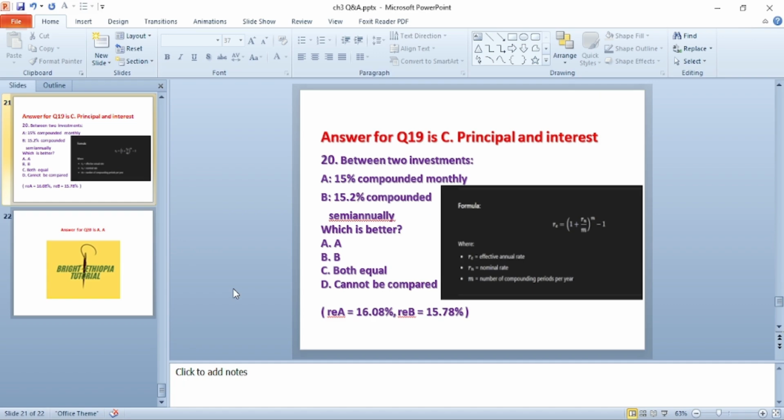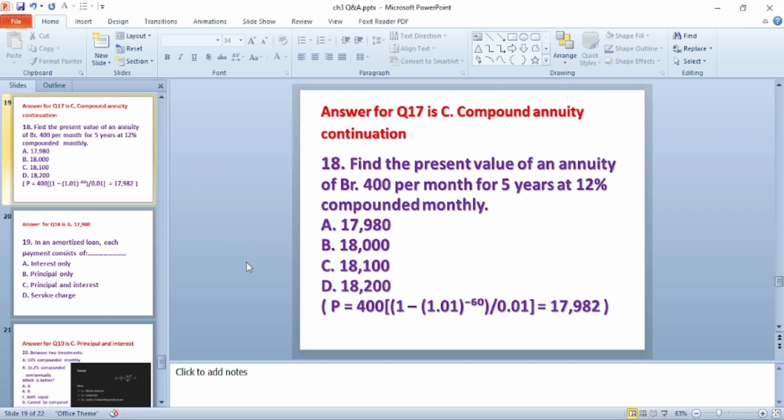To calculate this, we have to calculate 400 into 1 minus, in bracket, 1.01 to the power of minus 60, close the bracket, and divided by 0.01, which is equal to 70,982. So the answer is A.